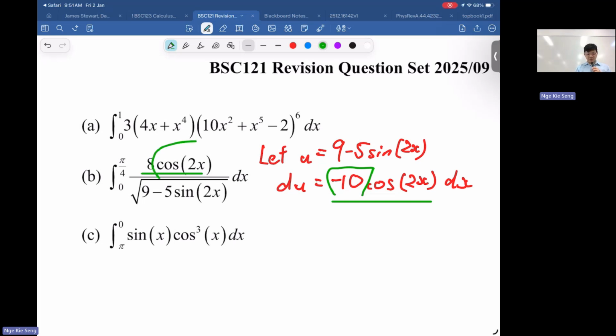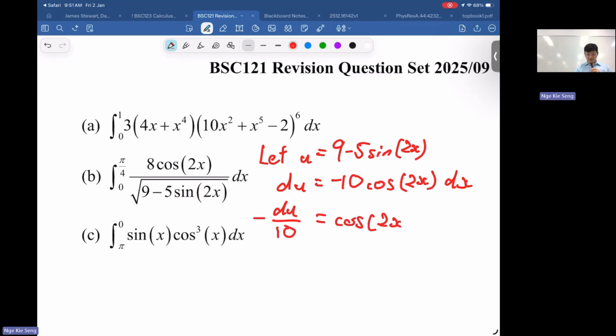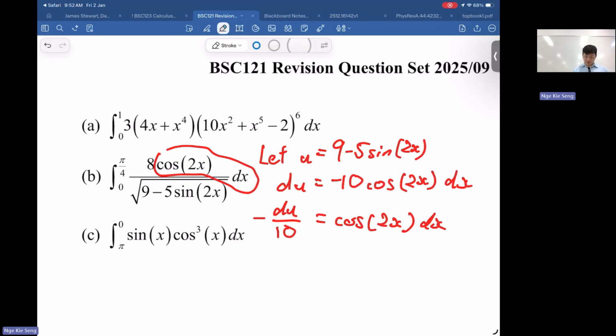Okay, so this function is very important. Cos 2x is appearing. So we can rewrite this because du over 10 equals cos 2x dx, like that. Okay, so you can see that this term gets combined. Well, we are doing change of substitution, right?